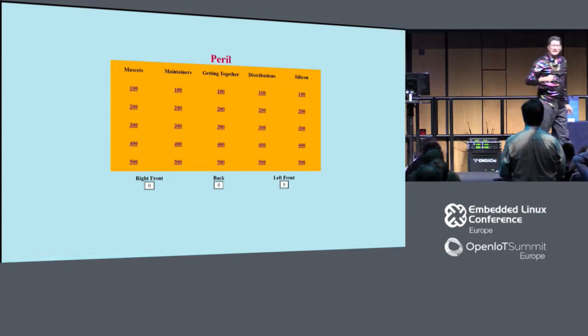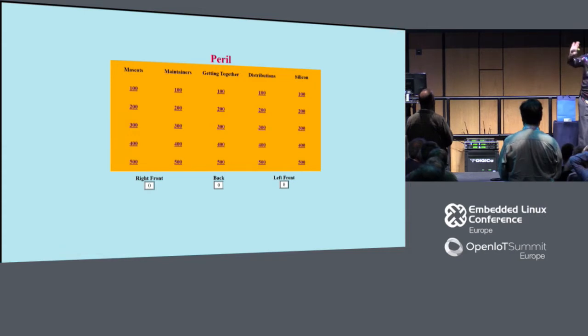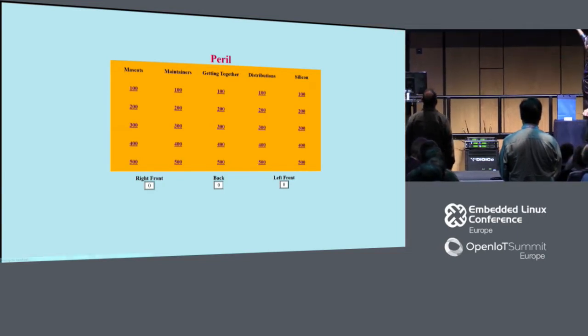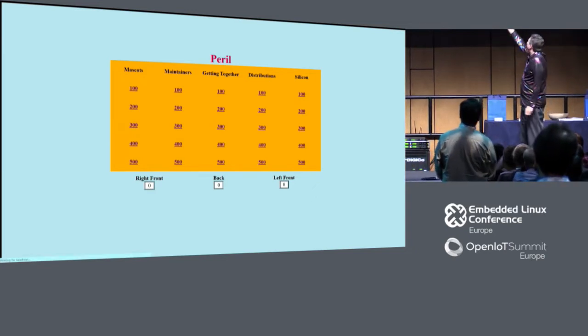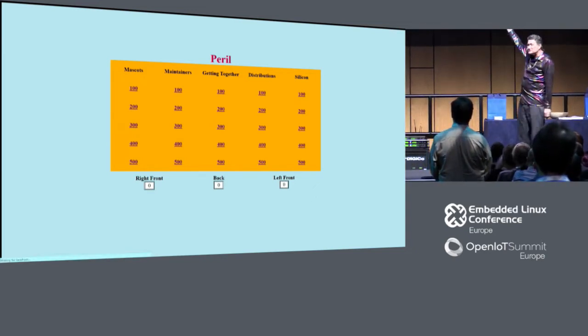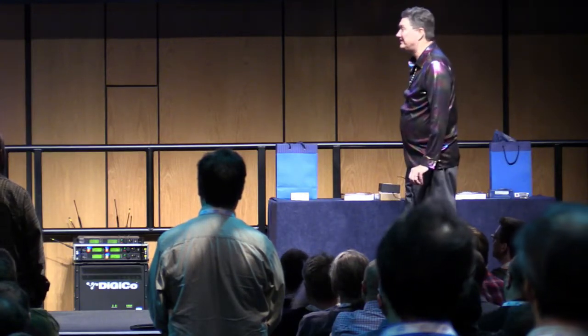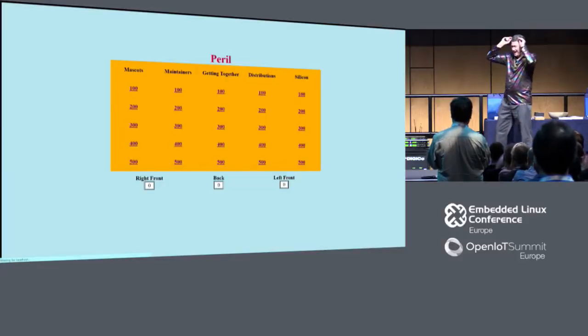So I'm going to pick a person totally at random. Okay, this is only because we don't have a person who last answered the question correctly, so you get to choose a category. The categories are mascots, maintainers, getting together, which is about Linux conferences, distributions, and silicon. Please choose a category and a point value. I'll choose silicon for 300. Okay, silicon for 300.